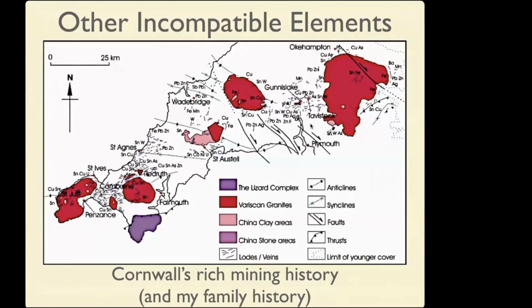And there are all sorts of these incompatible elements that form ore minerals. So copper and tin, but also zinc, arsenic, lead, silver, nickel, uranium, wolfram, manganese, iron. There's gold in there somewhere. I think that covers most of it. But all of these various elements have been mined at one stage or another, usually during the 1800s in this area of Britain.